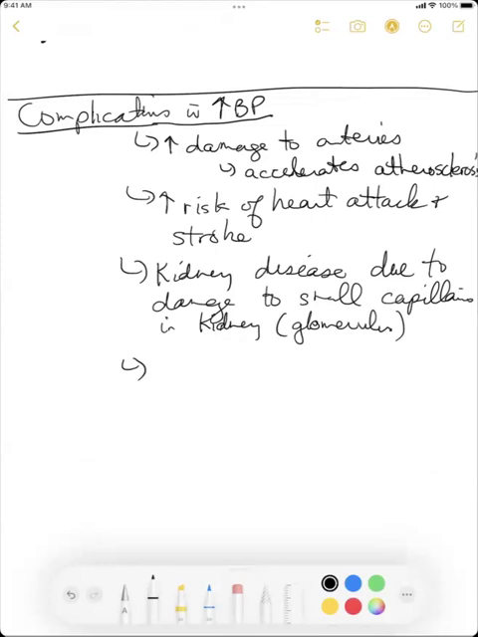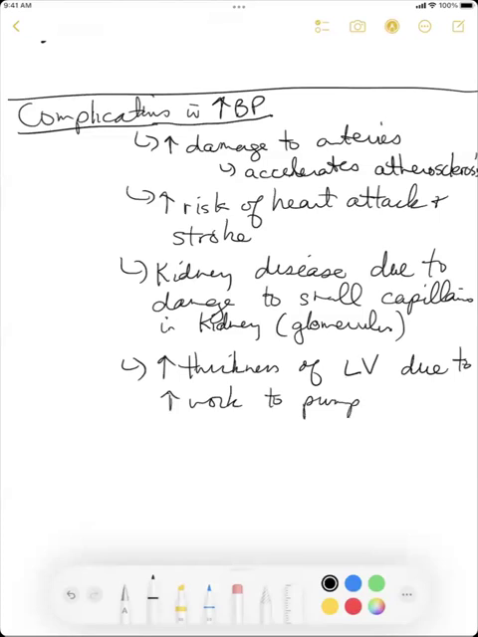And the place where we see it the most, because this blood pressure is in the systemic circuit, we see it in the left ventricle. So we get an increased thickness of the left ventricle due to increased work to pump blood into a high pressure aorta and arteries.